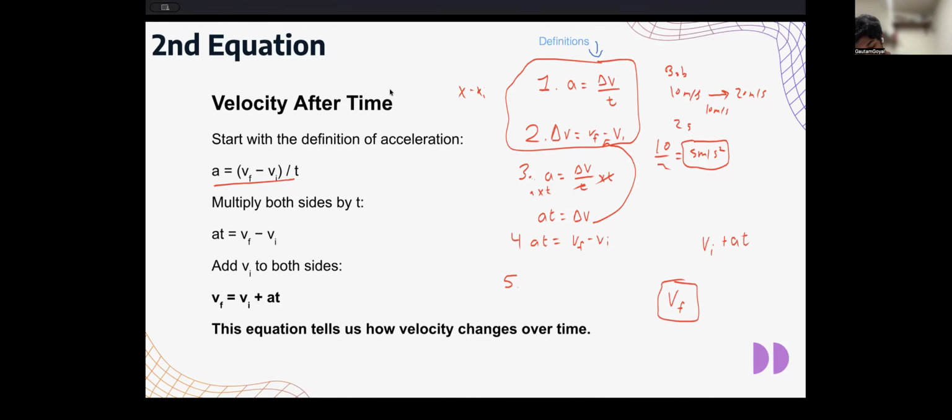Good. Okay. Next, step five is, so we're trying to solve for final velocity again, right? This is what I circled earlier. This is what we're trying to get. And you see this clearly here, but there's an initial velocity.